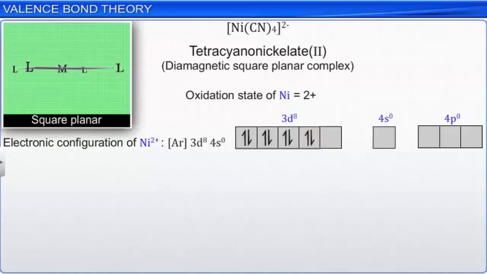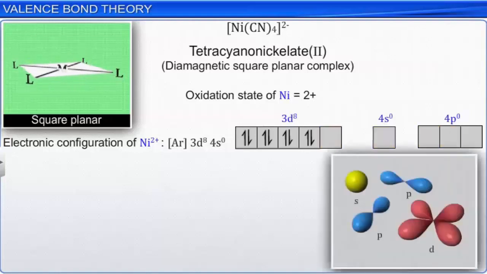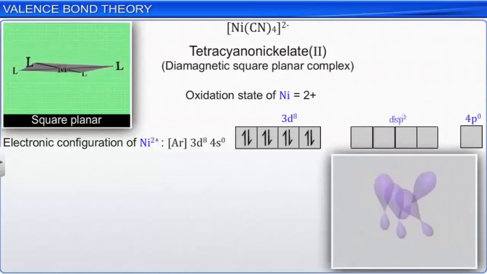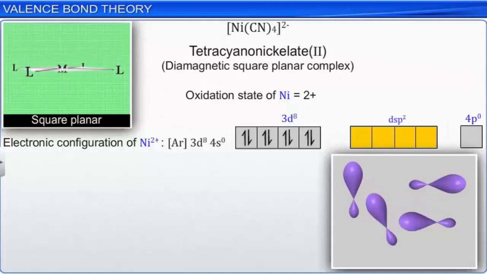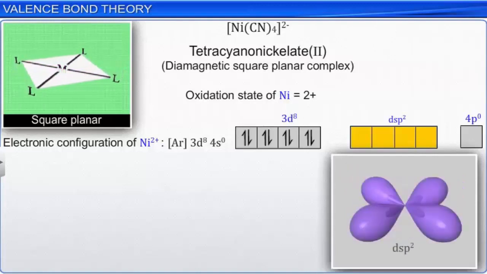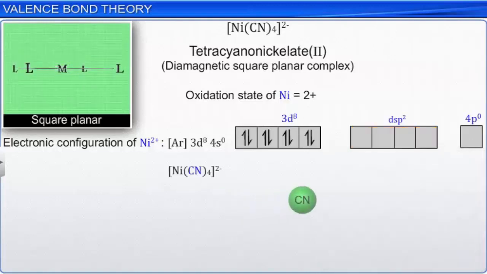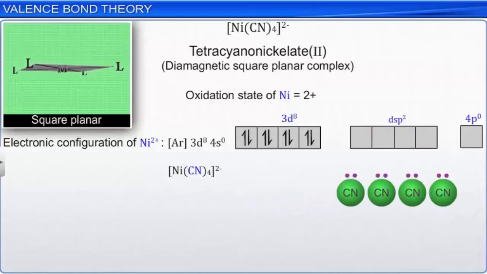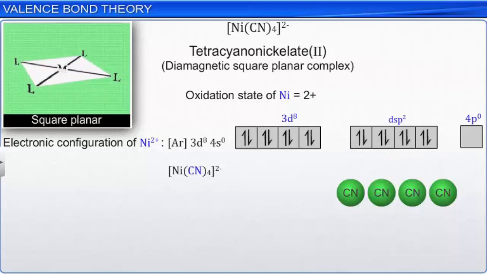Thus, the vacant 3d, 4s, and 2 of the 3 4p orbitals hybridize to form a set of 4 dsp2 hybrid orbitals. The 4 electron pairs donated by the 4 ligands are accommodated in these orbitals. The complex so formed has square planar geometry.